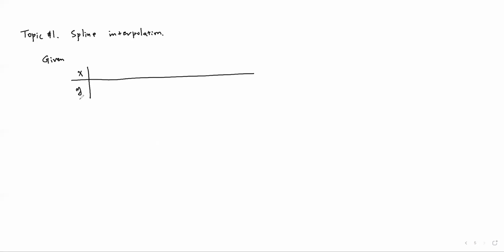Topic one: spline interpolation. Given a table of function values, x and y equal to f of x: x_0, x_1, x_2, up to x_n, with function values y_0, y_1, y_2, up to y_n. Y is equal to f of x.